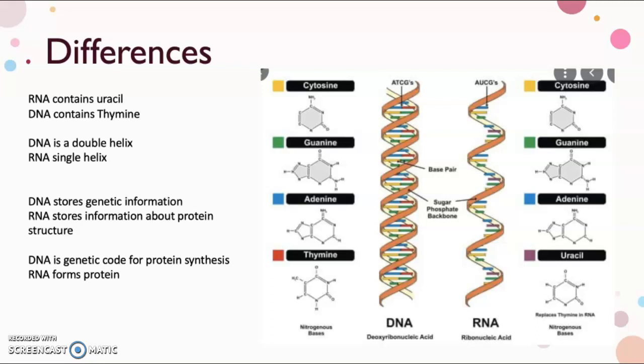DNA holds all of our genetic information, so what makes a person the way they are, that's what DNA would hold. Kind of like if you go to a crime scene, they're going to tell by your DNA. RNA stores the information about protein structure. To go with this protein structure, DNA holds the genetic code for protein synthesis, and RNA is going to form that protein.